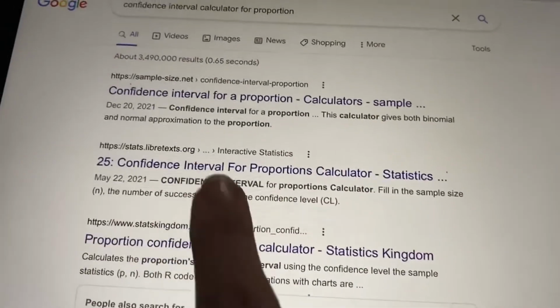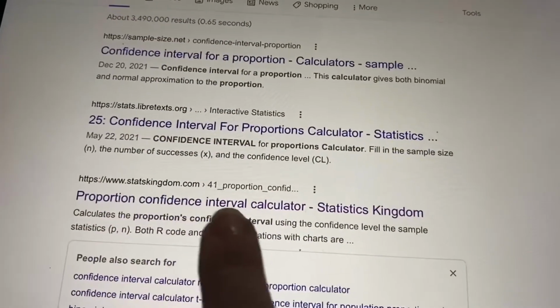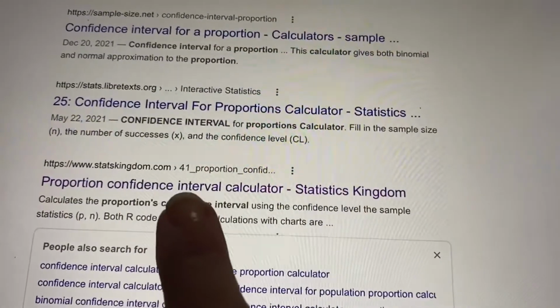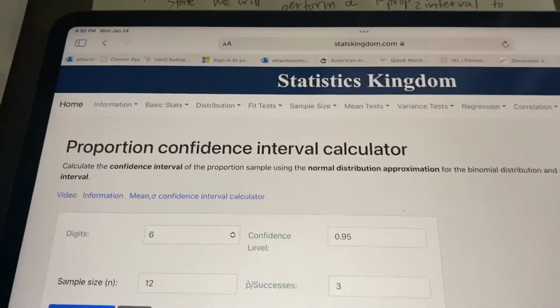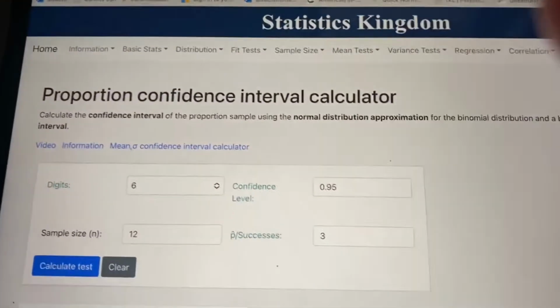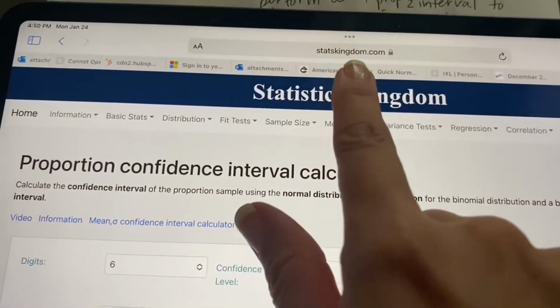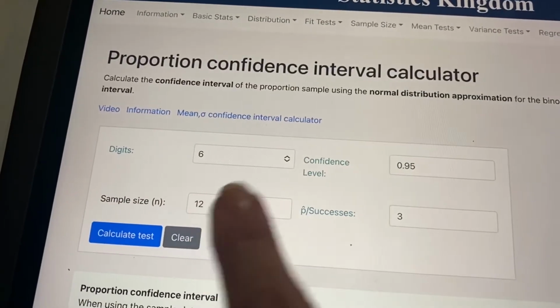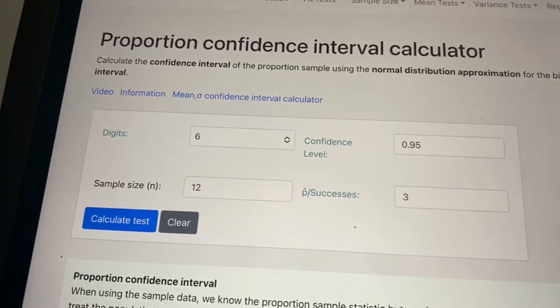And I noticed a website I've used before because it's already highlighted. It says Stats Kingdom. I think I like this one, proportion confidence interval calculator. Beautiful. Okay, so make your way to this website. Pause it if you're going to take a minute to get here. So notice it's the site Stats Kingdom. And it says digits, confidence level, sample size, success.